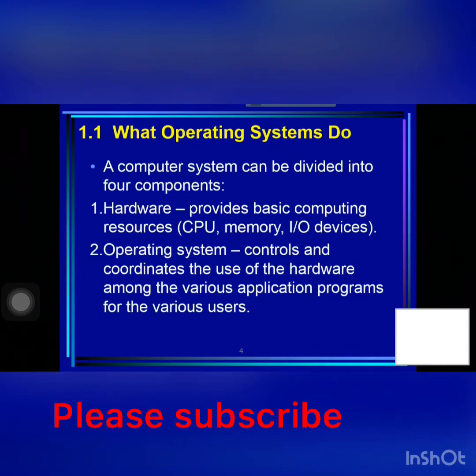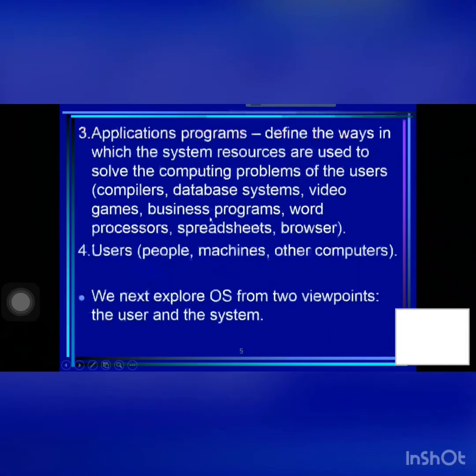A computer system can be divided roughly into 4 components: the hardware, the operating system, the application programs, and the users. As for the hardware, it includes the central processing unit, the memory, and the input-output devices. It provides the basic computing resources for the system. As for the application programs, such as word processors, spreadsheets, compilers, and web browsers, they define the ways in which these resources are used to solve users' computing problems.